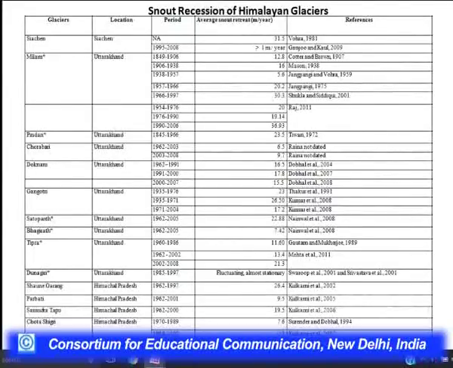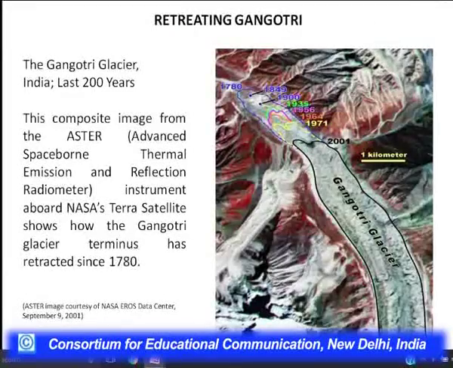So, we have much data collected by many organizations, and they are doing the work and found that we have a retreating nature of glaciers. Now you can see, this is a little bit old data taken from the Advanced Spaceborne Thermal Emission and Reflection Radiometer, and you can see how, from 1780, that data largely taken from topo sheets and all, and then the current 2001, the area of the Gangotri glacier is decreasing.